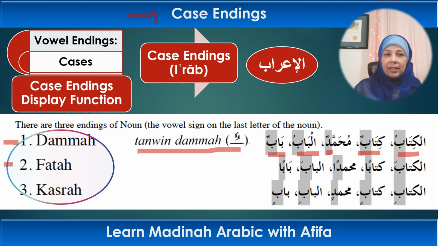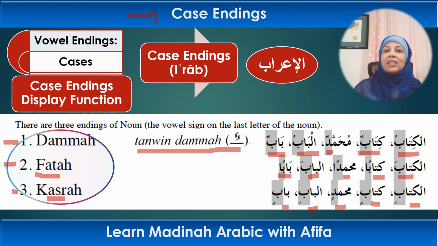In the second line here, they all end with a fatha. Al-kitaba, kitaban, it is tanween fatha, and so on. Muhammadan, al-baba, and baban. They all end with a fatha. And on this last line, the case endings are with the kasra. Al-kitabi, kitabin, which is tanween kasra, and so on. Muhammadin, al-babi, and babin. Okay?